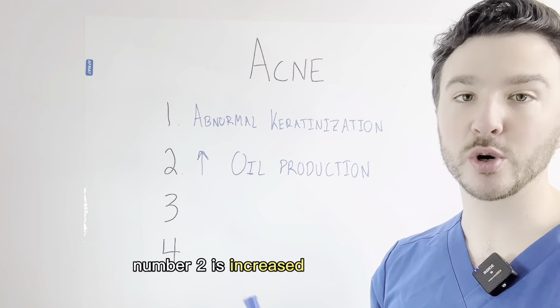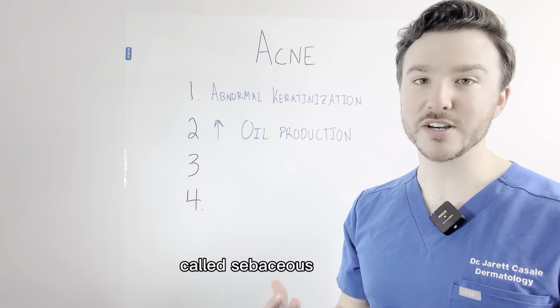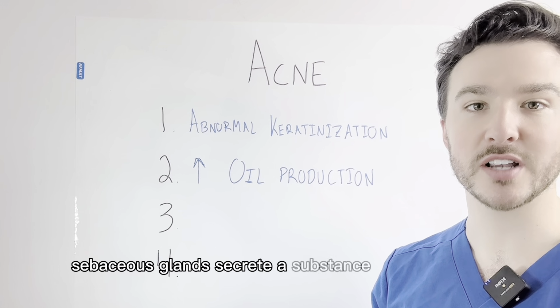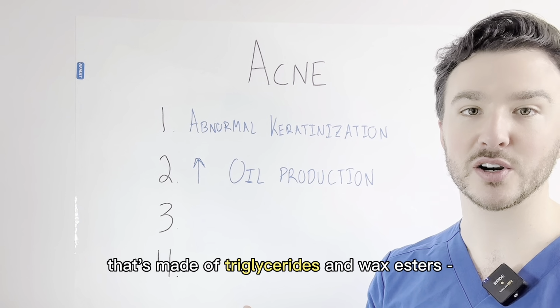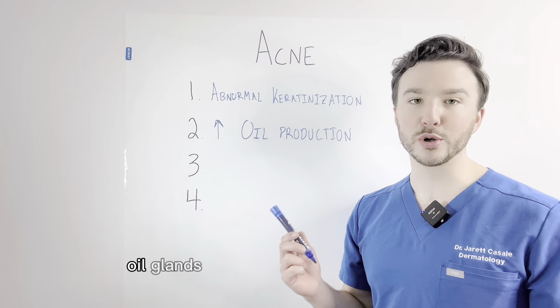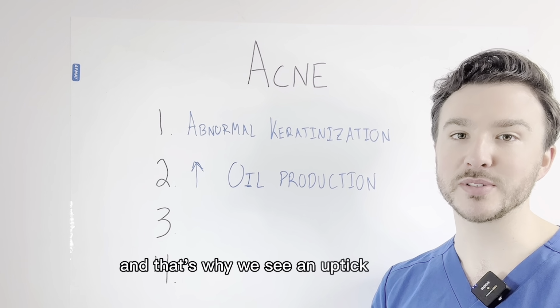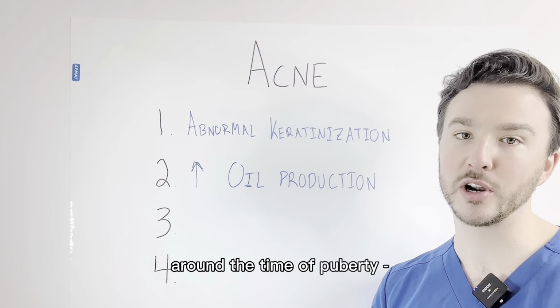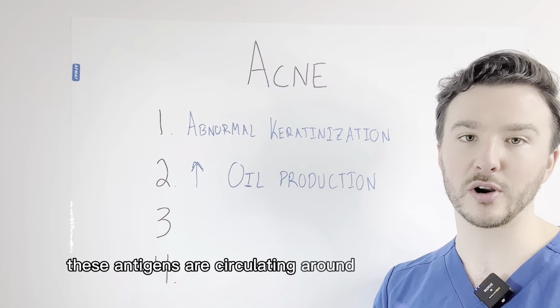Number 2 is increased oil production. So we have these glands in each pore called sebaceous glands. Sebaceous glands secrete a substance called sebum that's made of triglycerides and wax esters and a bunch of other things that cause your skin to be oily. Oil glands are stimulated by hormones known as androgens, and that's why we see an uptick in acne around the time of puberty. When kids are starting to get more hormones, these androgens are circulating around their body more.